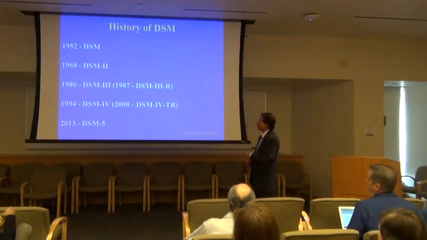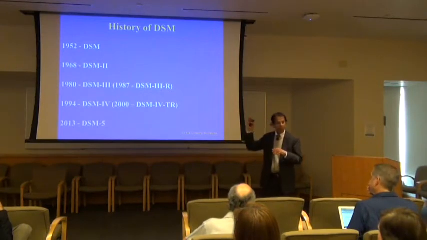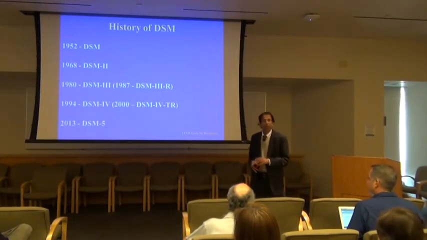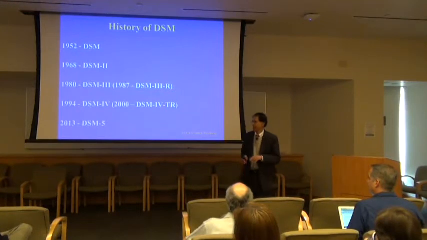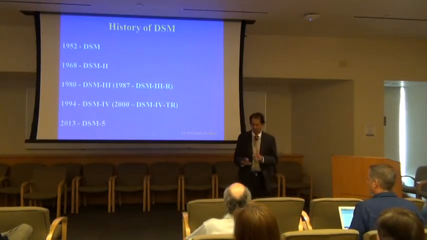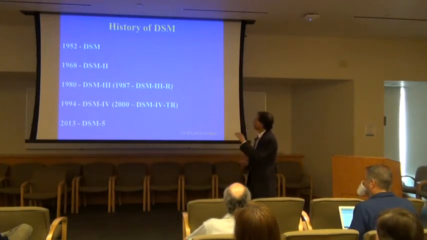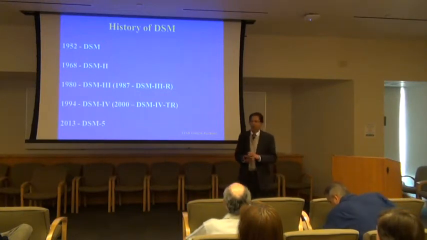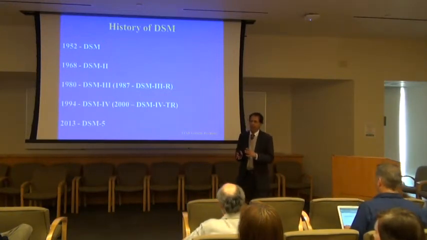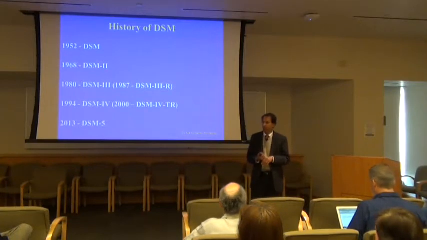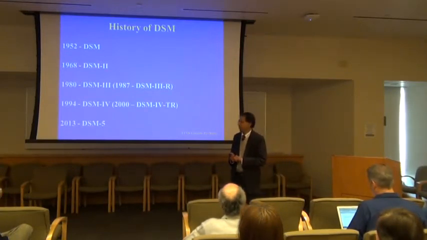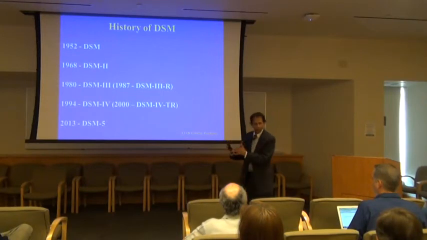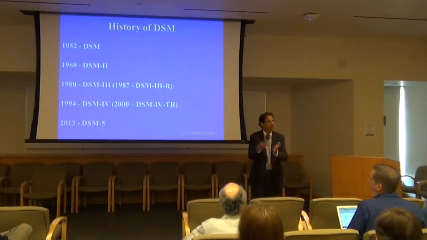And then DSM-2 came out in 68. Both the DSM and DSM-2 were primarily based on psychoanalytic thinking. So they didn't call these conditions disorders, they called them reactions. DSM-3 really revolutionized psychiatric diagnosis because it said that the diagnosis must be reliable and operationalized. And I think that's a big change from the previous psychoanalytically based DSM and DSM-2.